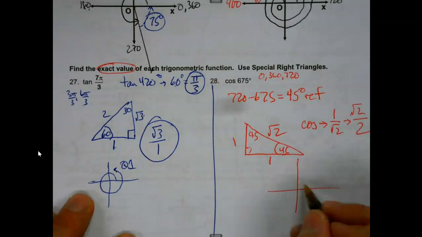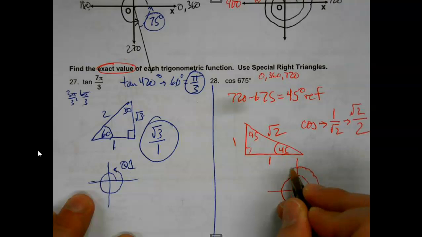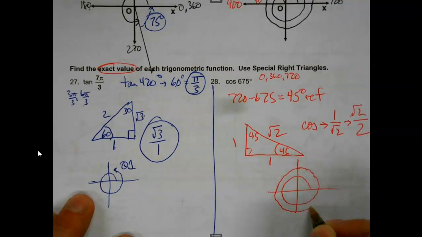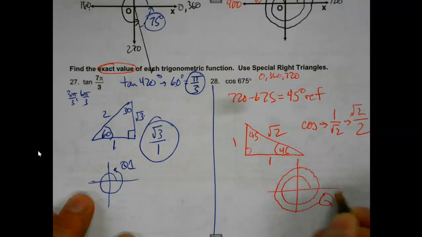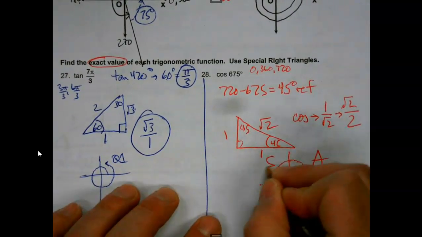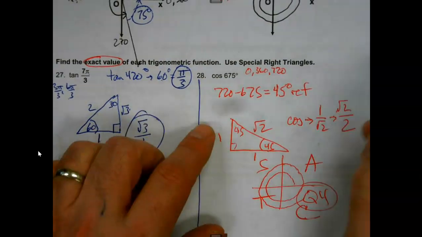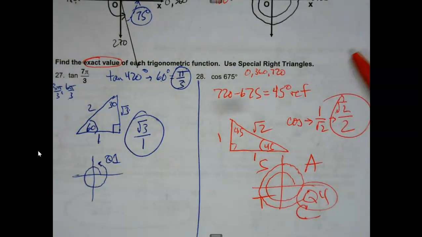360. Let's just do our own. 90, 180, 270, 360, 450, 540, 630. 675, we're in quadrant 4 of all students take calculus. We're in the cosine quadrant. That's it. Okay? I did a whole heaping lot of talking as I was going through here.